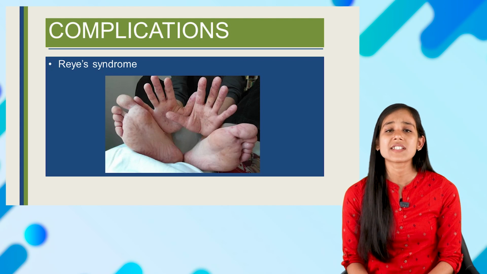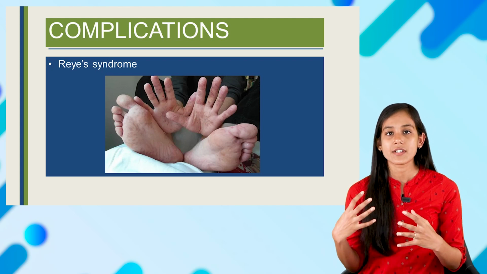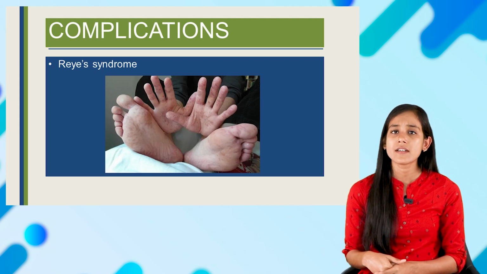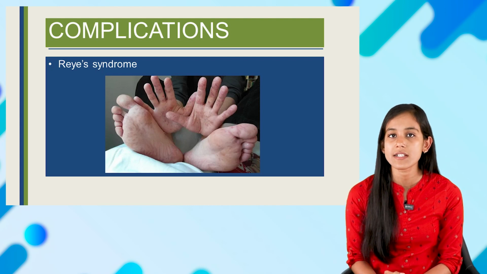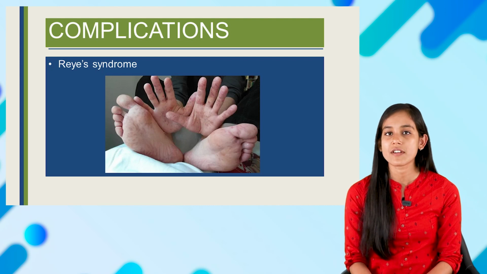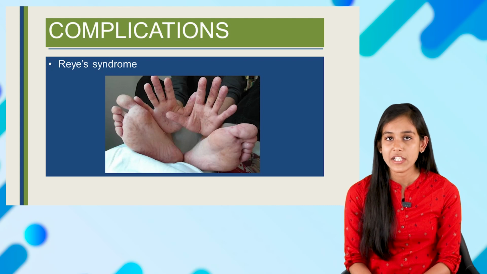Another complication of chickenpox is Reye's syndrome, where we can see swelling of the liver and brain. Now, this is a very rare complication, but it can occur if the condition is not treated properly. So the most common complications are secondary bacterial infection, and because of that there would be hepatitis, pneumonia, and encephalomeningitis.